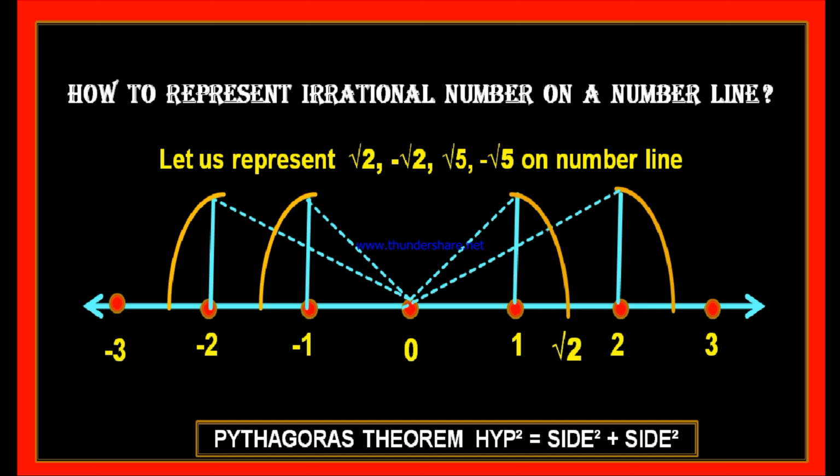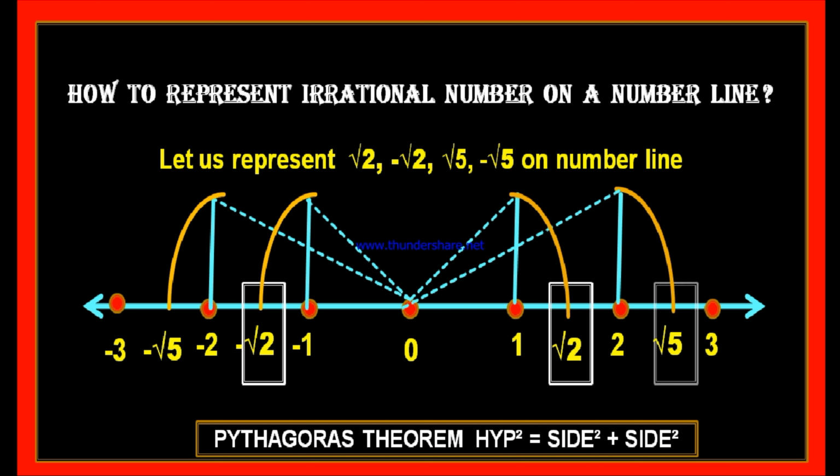Is it clear now? This is plus root 2 and this value is minus root 2. Later, this is plus root 5, and on the other side, this point is minus root 5. Plus root 2 and minus root 2, plus root 5 and minus root 5. So we located the given irrational numbers, root 2, minus root 2, plus root 5 and minus root 5, on the number line using the Pythagoras theorem.